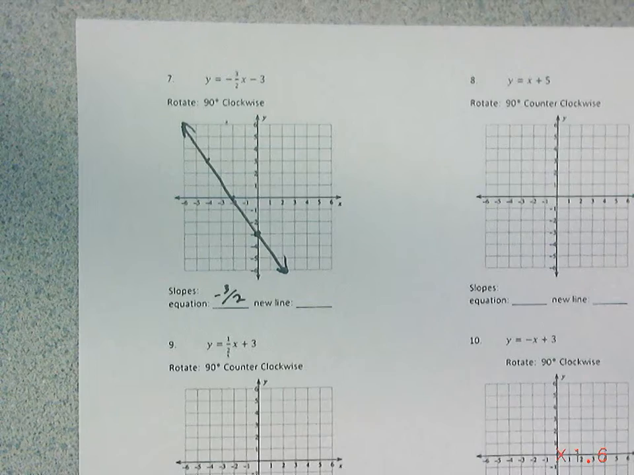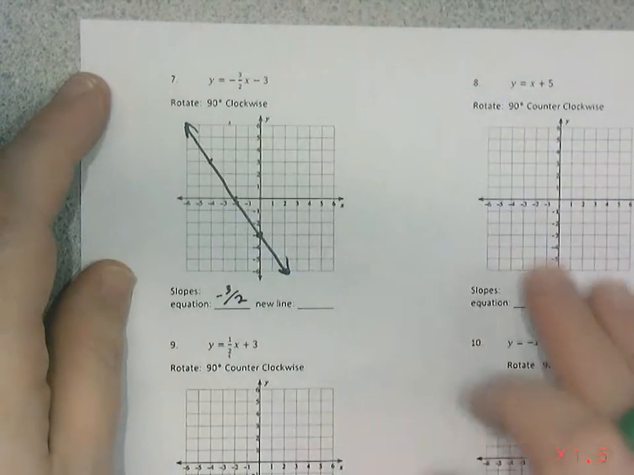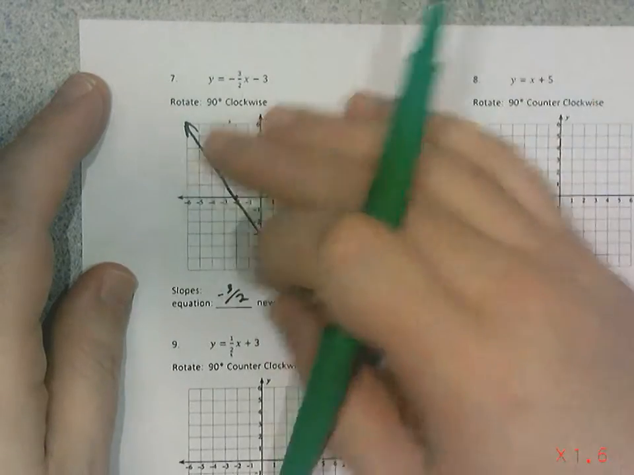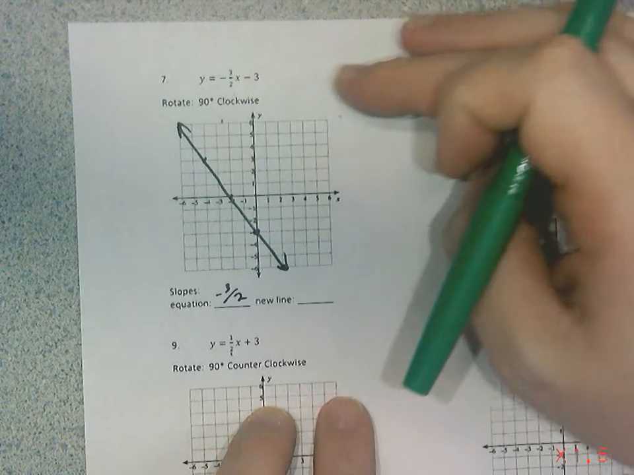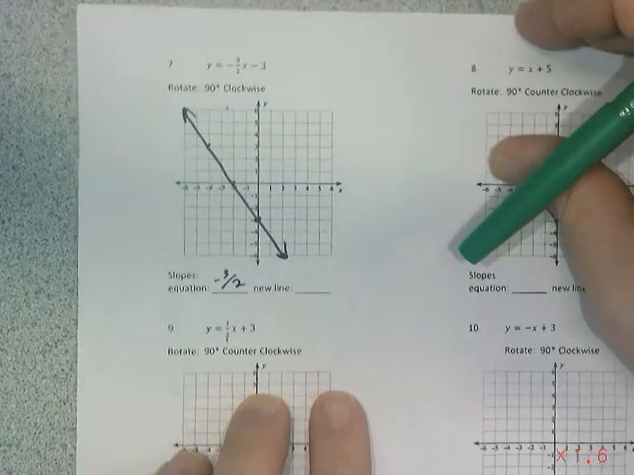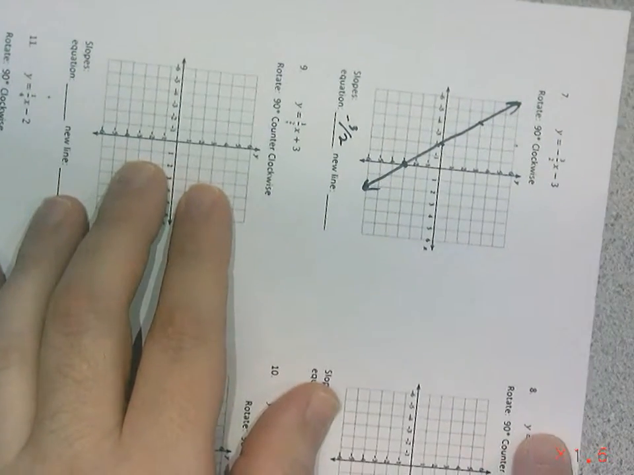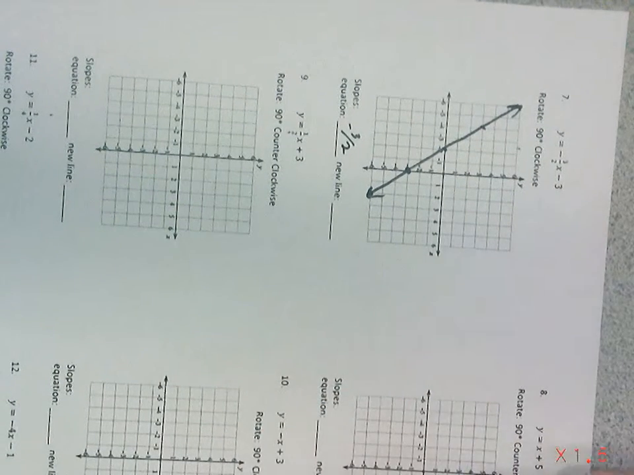Okay, now it wants me to rotate it 90 degrees clockwise. So clockwise is going to the right. So again, if I rotate it, this top part should be in the top right corner when I rotate it 90 degrees clockwise. So when I do that, there is my rotated line, what it should look like.